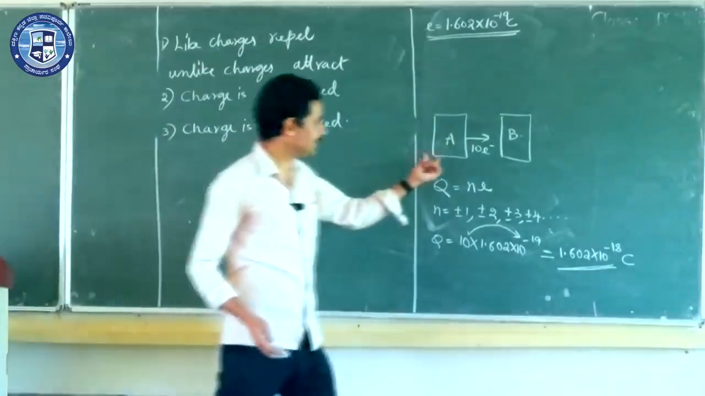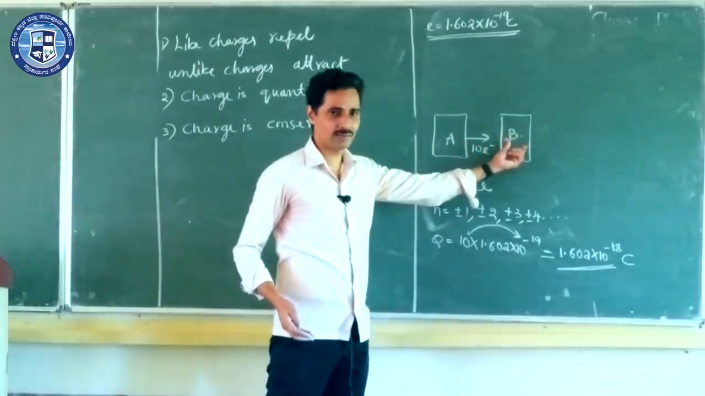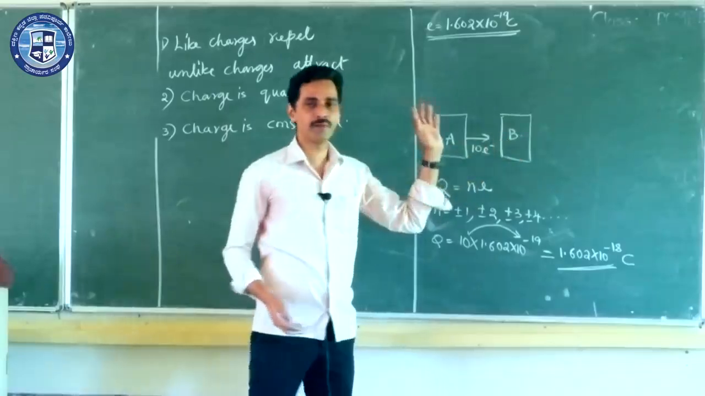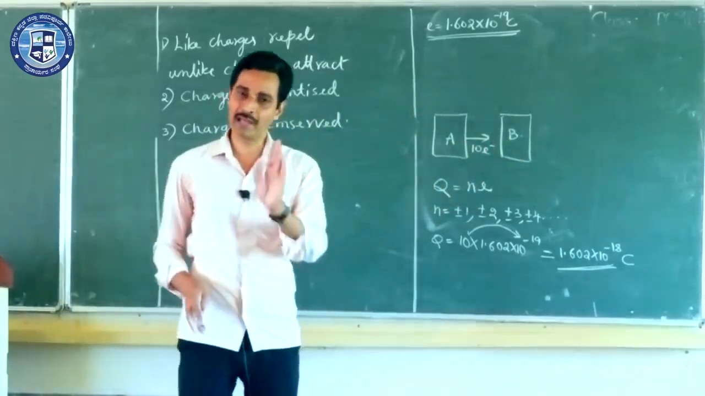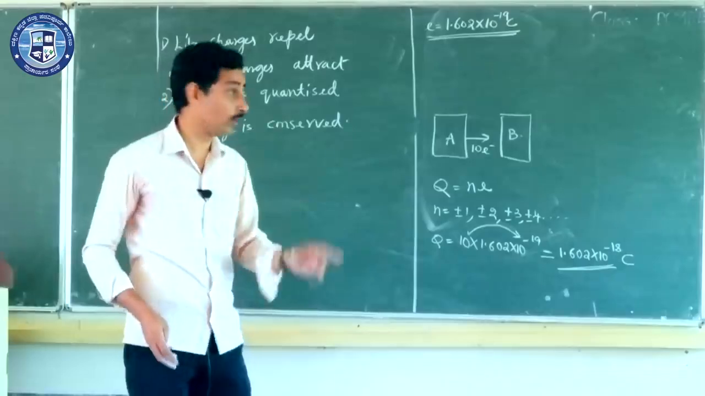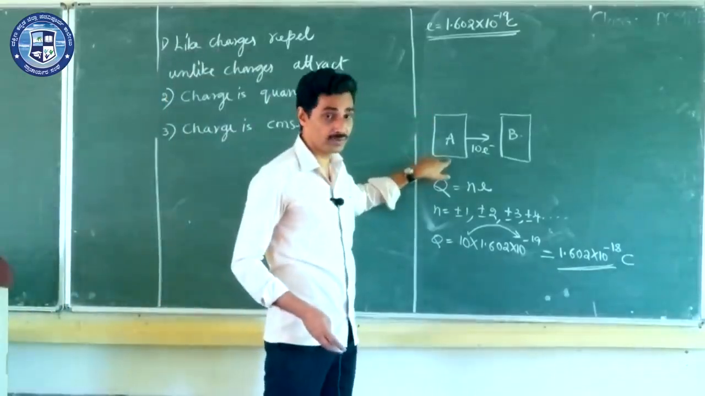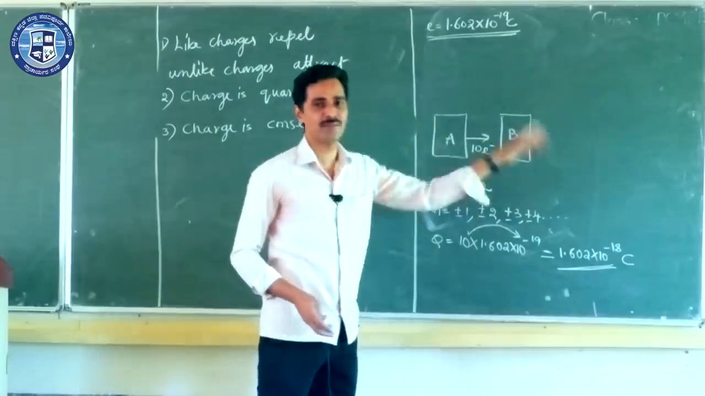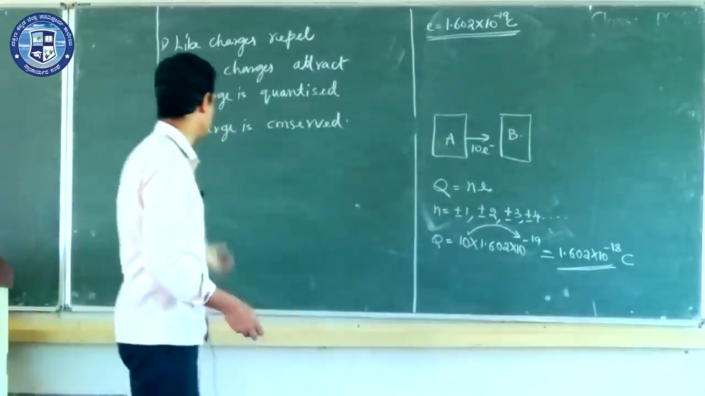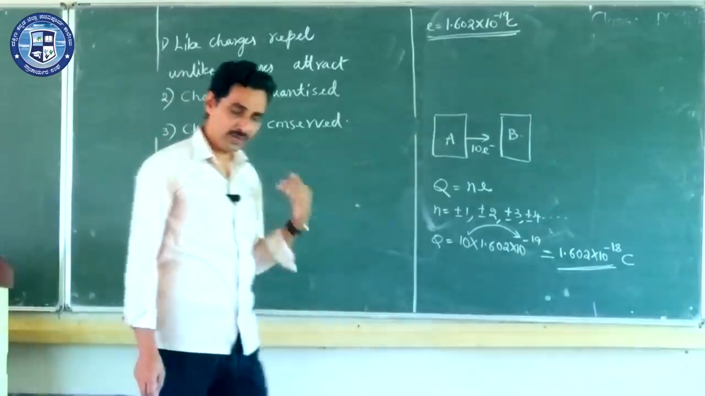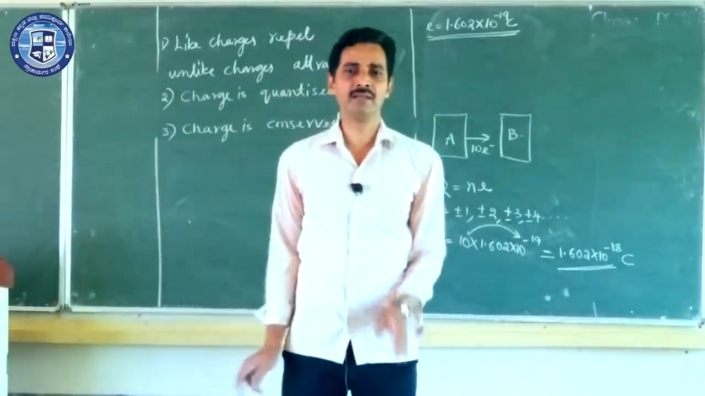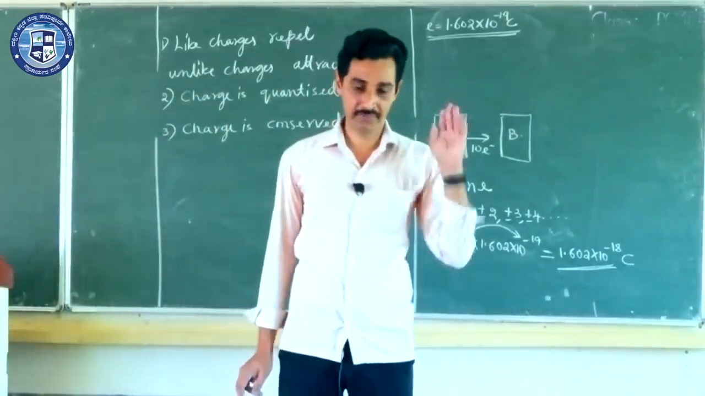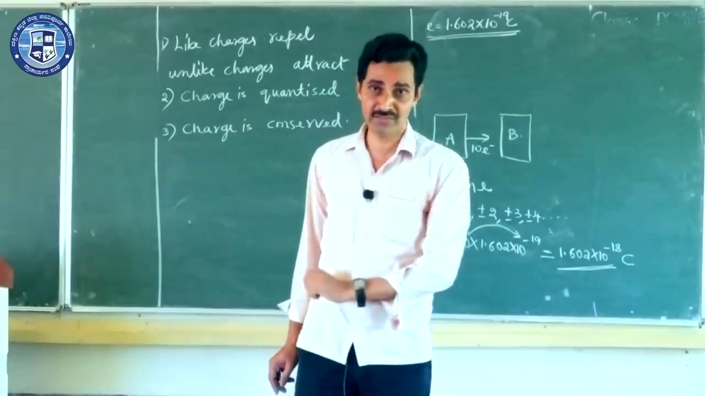So if this has lost electrons, this has gained the same number of electrons, the total number of charges remains the same. Again, it is neutral. The system as a whole is neutral. A might have got positively charged, B might have got negatively charged, but the total system is neutral. That is what you have to explain. Now if you are asked to write the property, simply write charge is conserved. Enough. What do you mean by conservation of charges?